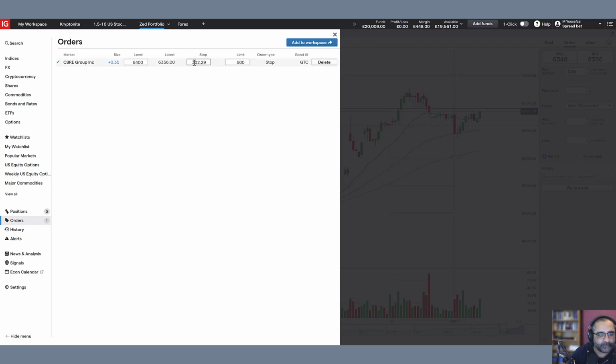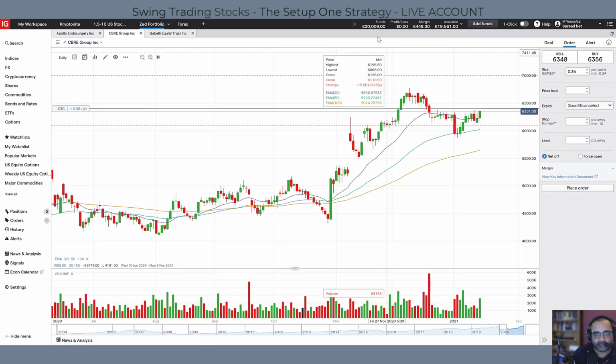My stop is going to be about 300 points away, which means I can set up a limit, which is the target point of double my stop. That's 600. So it's good till cancelled. This is going to stay there until I cancel it, and if I click on this, I can delete it. The account has started with £20,000.